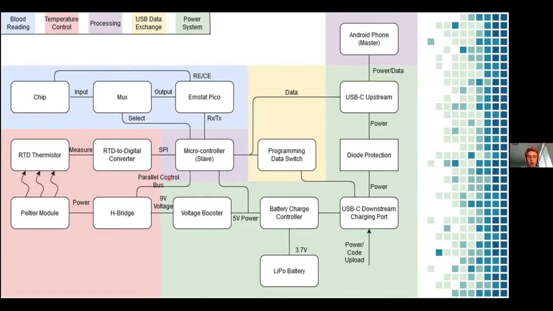And then in the bottom right, we have the power system, where we have down here a charging port, where we can also change the code to the microcontroller. This charging port then also charges the LiPo battery and the phone at the same time. And we have diode protection such that we can charge the Android phone while the phone does not provide power back to the rest of the system.